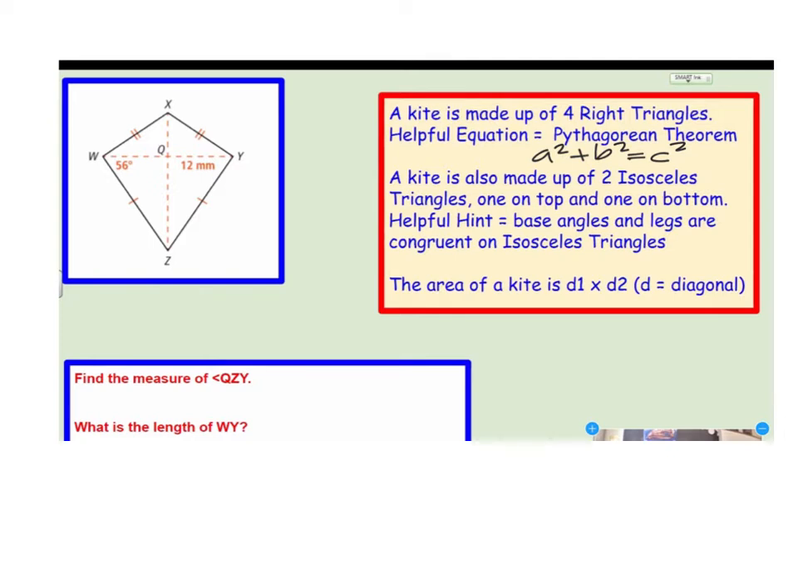So we've got an isosceles triangle on the top. Okay, 2 sides are congruent. And then we have another isosceles triangle on the bottom. So we have 2 other sides that are congruent.